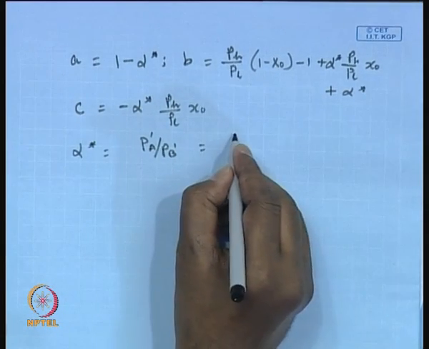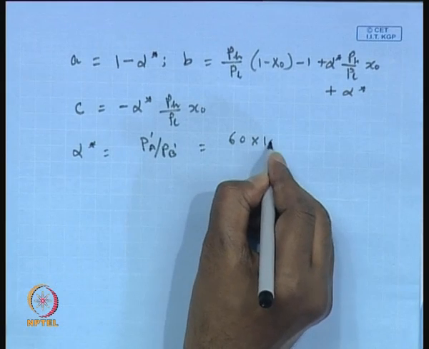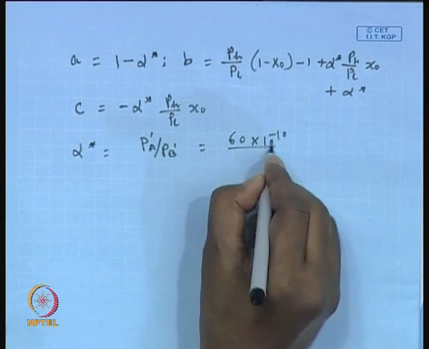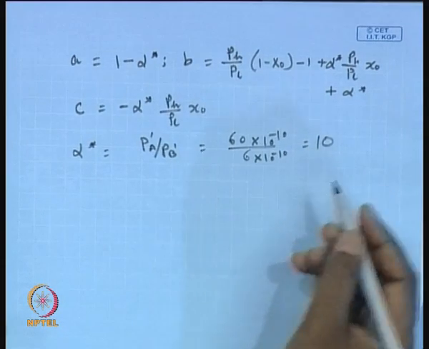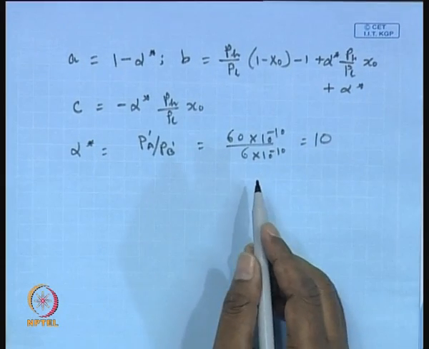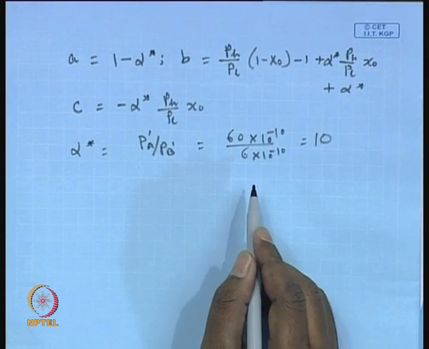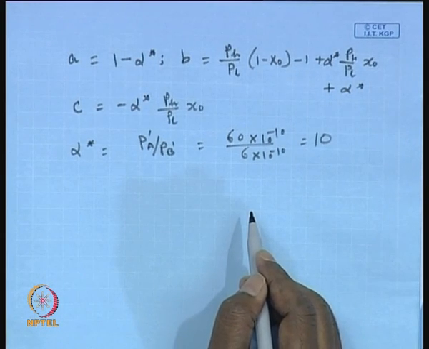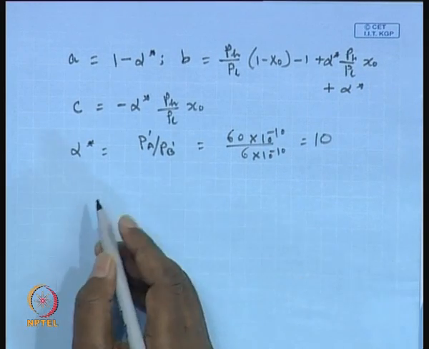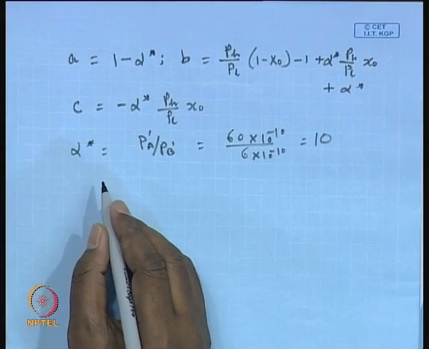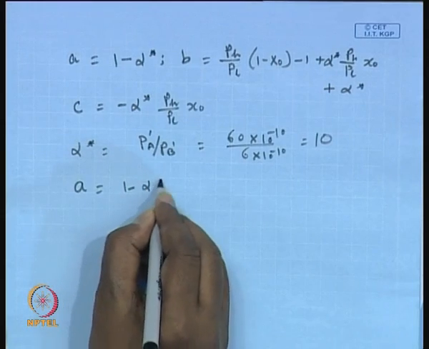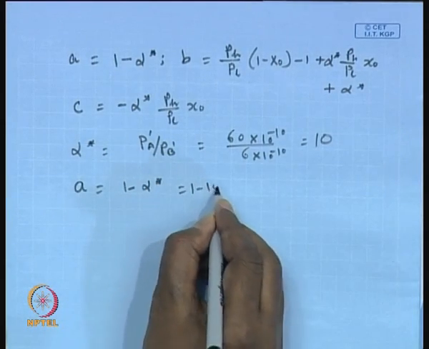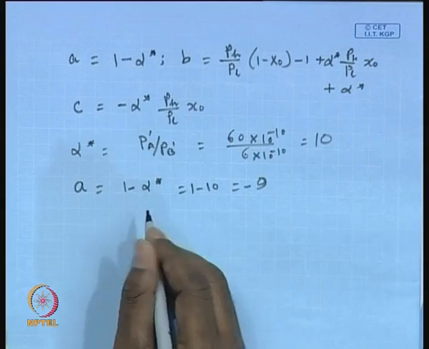So, this is 60 into 10 to the power minus 10, and this is 6 into 10 to the power minus 10. So, this value will be 10. That means the permeability of A is 10 times larger than that of B. So, more A is expected to be in the permeate compared to B. Okay. Let us find out the other variables. A is 1 minus alpha star. So, it is 1 minus 10, so it will be minus 9.